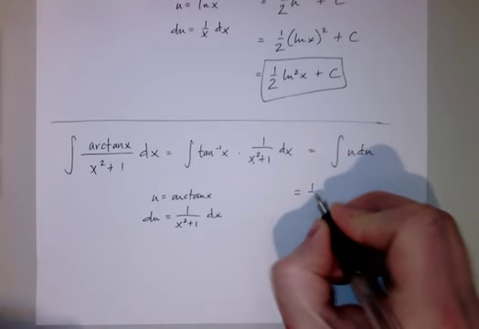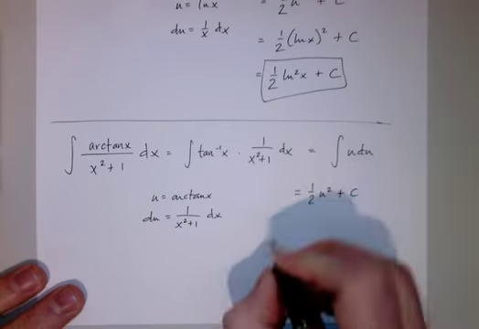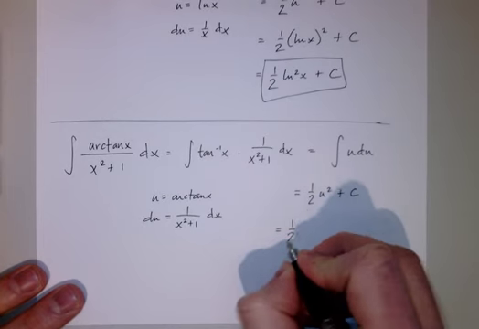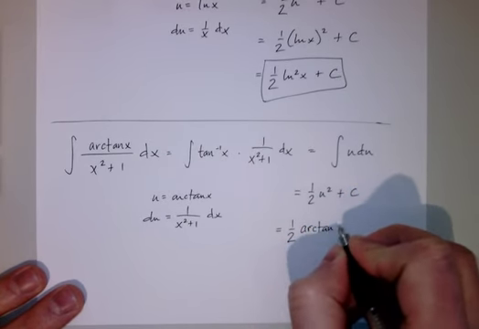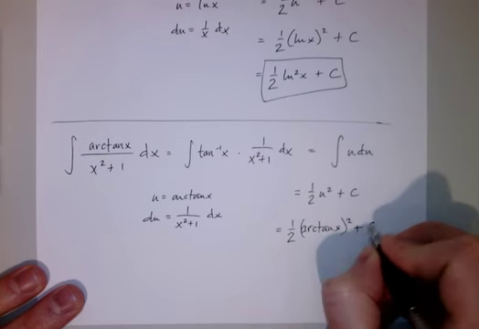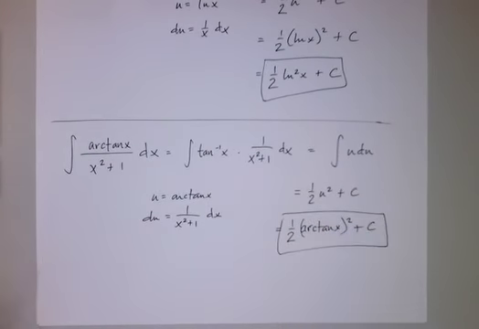Excuse me. And we have that. And then it's 1/2 arctan x squared plus c. And that is how you would identify your u and therefore execute that integral by u substitution.